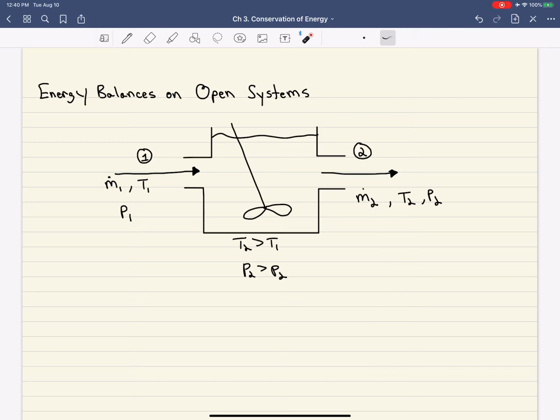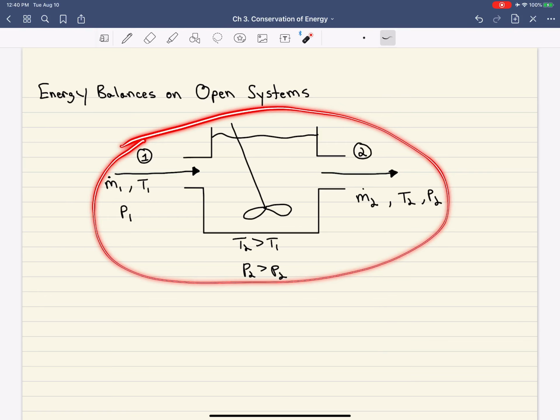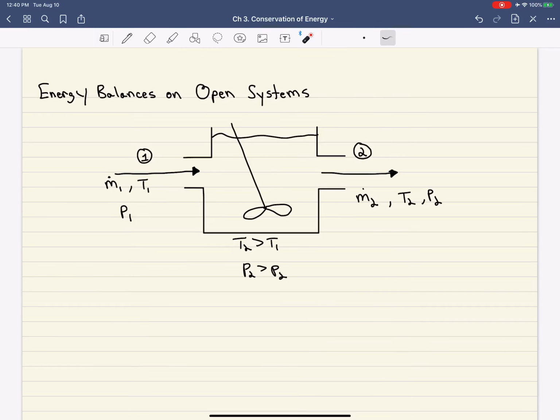Let's now extend our discussion about the first law of thermodynamics towards open systems, in which there is mass that crosses the system boundaries. And so let's discuss the system that I have drawn here, where we have some sort of tank that has an impeller in it with liquid stirring. And on the left side of the tank, we have some fluid entering in with a mass flow rate 1, a temperature 1, and a pressure 1.